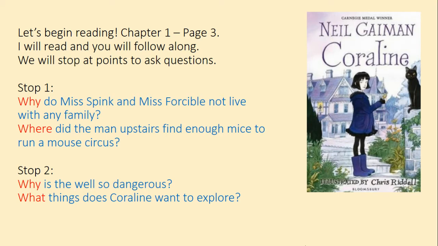Let's stop there to ask some questions. My questions are: why do Miss Spink and Miss Forcible not live with any family? It seems that they live together, and they haven't mentioned any family. And where did the man upstairs find enough mice to run a mouse circus? It sounds like he must have an awful lot of mice. Let's continue.